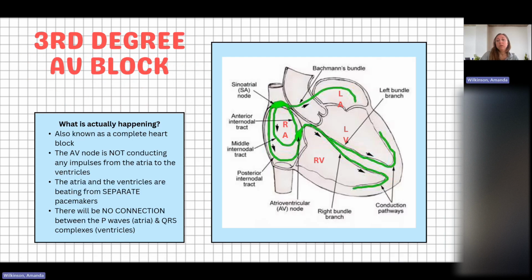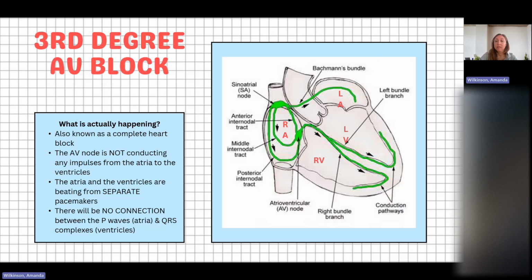So now we're into the most serious AV block, which is our third degree, also referred to as a complete heart block. So in this rhythm, the AV node isn't conducting anything, it's completely blocked. So no signals are getting through the atria to the ventricles.